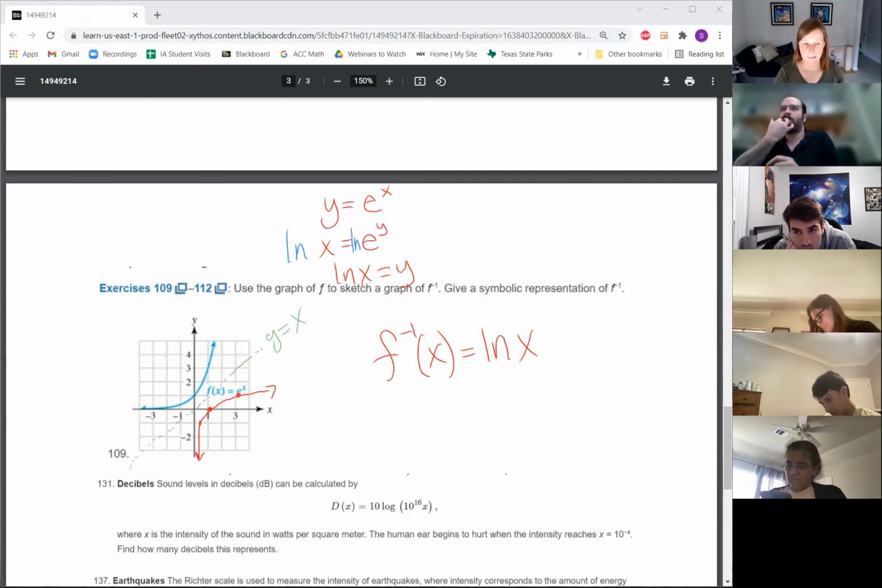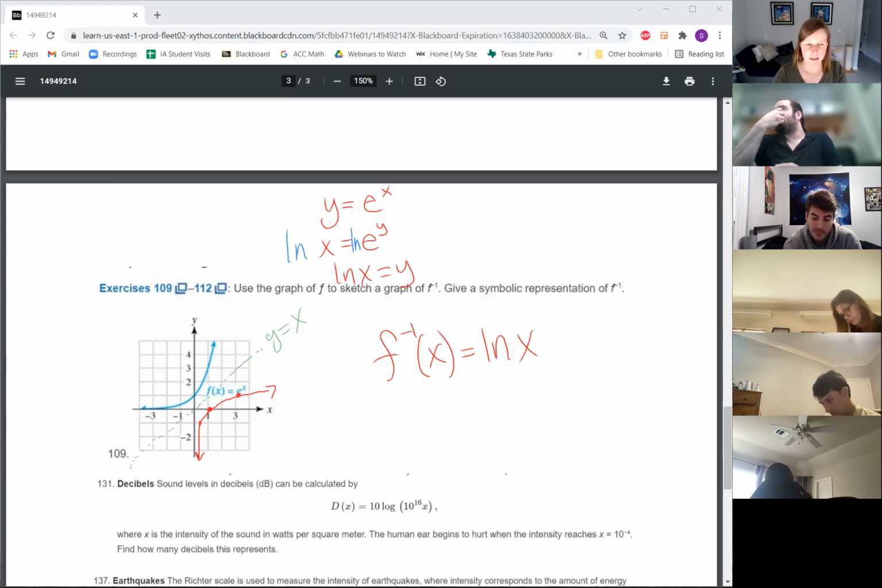Okay, good. That's how I knew that the ln and the e could cancel out. That's how I knew that the answer was just y at the end of it, because in the video, the professor said that. All right, cool. So that's how you get the inverse symbolically, which was part of the question. So we had to answer that too.